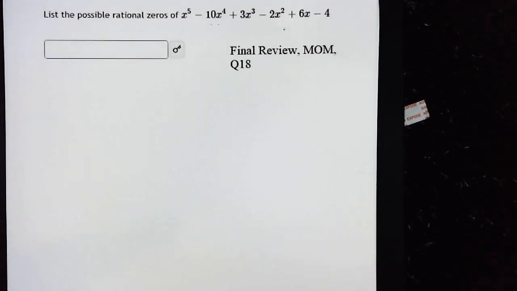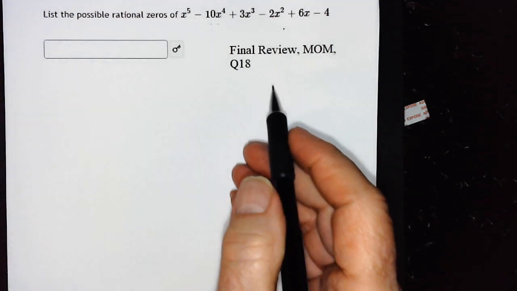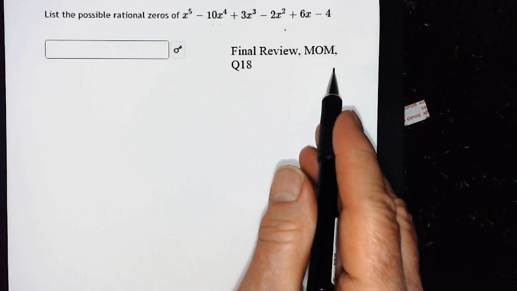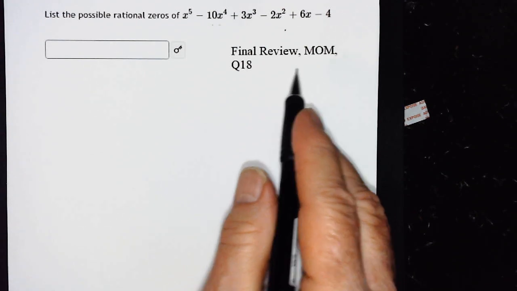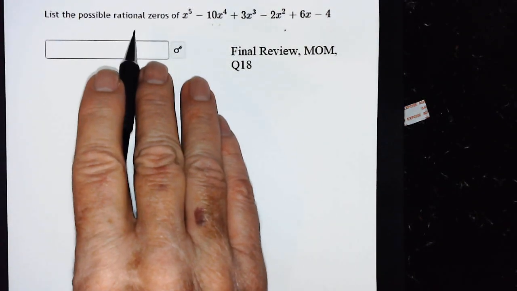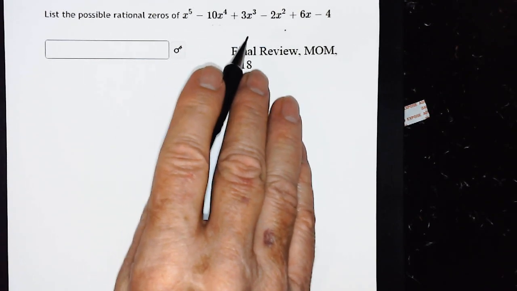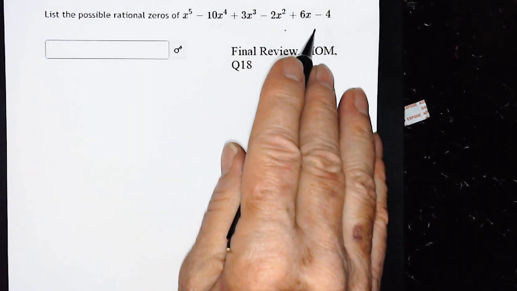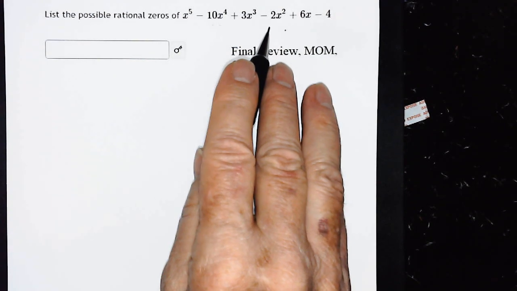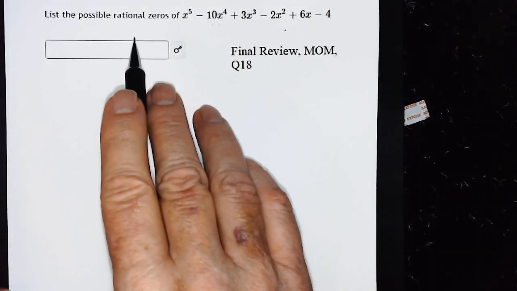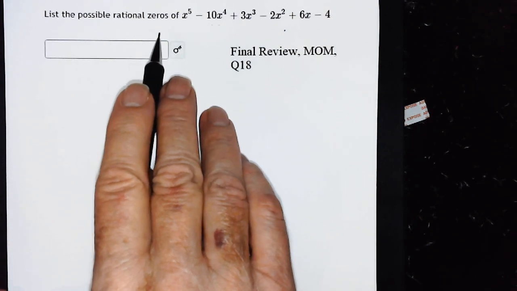So, in this question, which is, as you can see, question 18 in the final review in My Open Math, they ask us to list the possible rational zeros of x to the fifth minus 10 x to the fourth of this expression here. Now, why are we doing this? Why are we interested in the rational zeros?